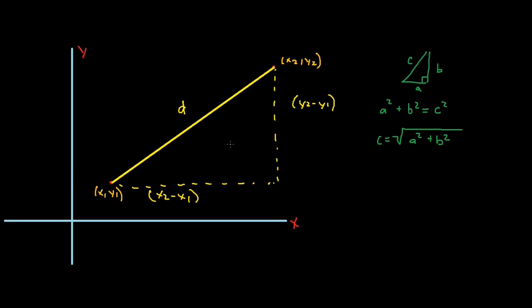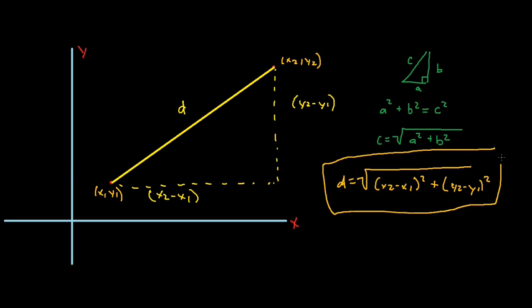So now that I have all my sides, I can now use this formula by just replacing A with this, B with this, and C with this. So let's do that. Instead of C, we're going to have D, square root of, instead of A, x2 minus x1 squared plus, and instead of B, y2 minus y1 squared. And this here is the distance formula.